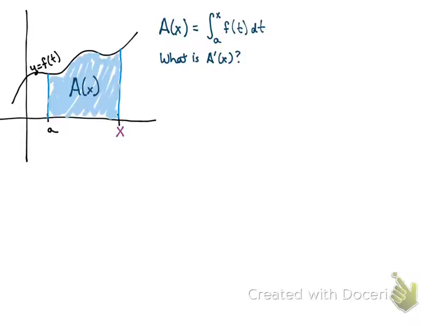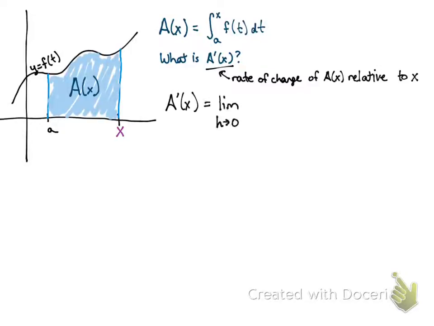Okay, so what is the derivative? That was the question on the previous slide. What's the derivative A prime of x? That's a rate of change of A relative to x. That's how the area changes as you change x. But what's its official definition? Remember, this is the definition of the derivative, way back from when derivatives were first defined. The limit as h approaches 0 of A of x plus h minus A of x all over h. But what does that mean in this context?